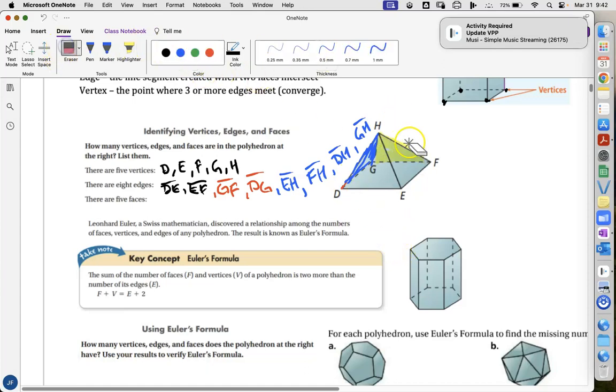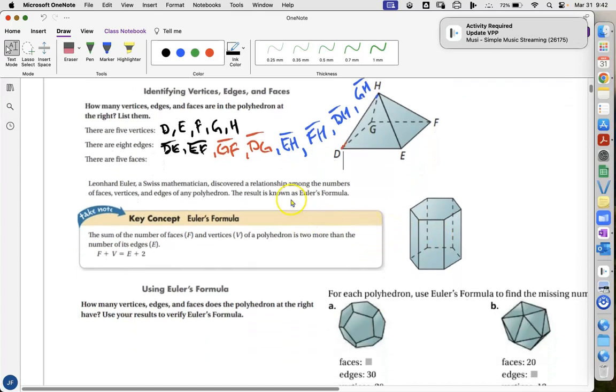And then our final one is what we eventually refer to as the base of the pyramid, which would be this either rectangle or square, depending on what they tell us that is. And I'm just going to call it a quadrilateral right now, G, D, E, F.